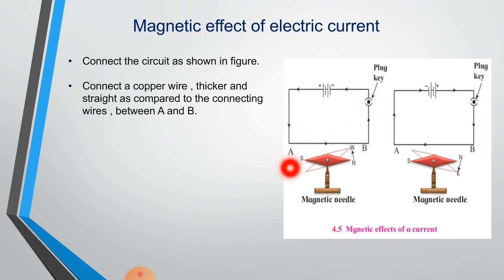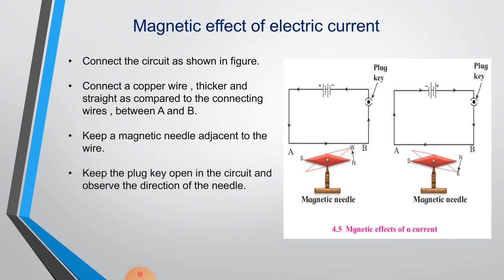These are the points A and B. Connect a copper wire, thicker and straighter as compared to the connecting wires, between A and B. Then keep a magnetic needle adjacent to the wire. So this is a magnetic needle which is adjacent to the wire. Keep the plug key open in the circuit and observe the direction of the needle.